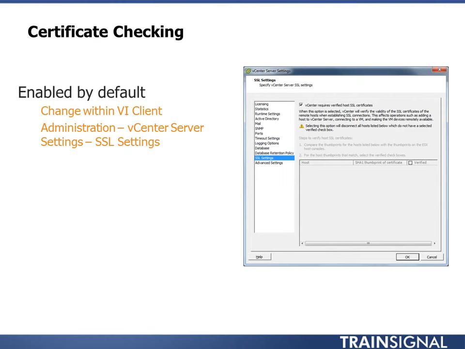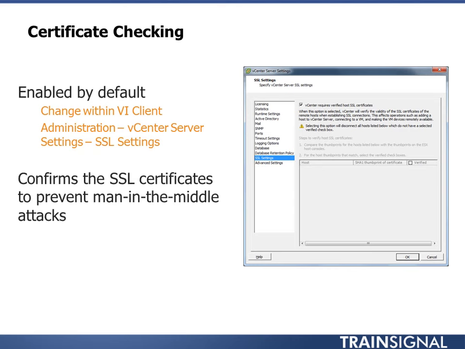Certificate checking is enabled by default. You change this within the VI client, and basically what it says is vCenter will verify the validity of the SSL certificate of the remote host when establishing a connection. Every time an ESX host reboots and reconnects to vCenter, it's going to confirm that the certificate it's offering is the same one it had when we reconnected, and it prevents man-in-the-middle attacks.